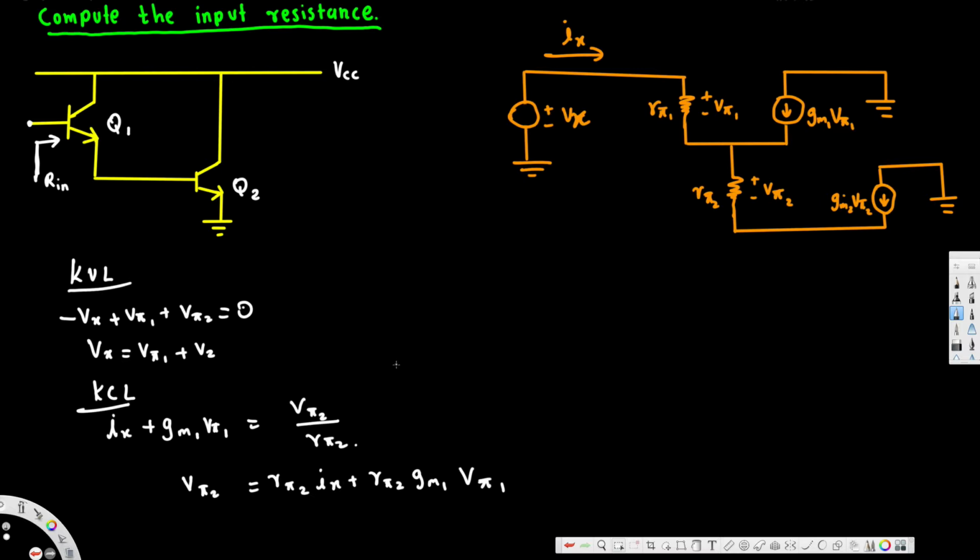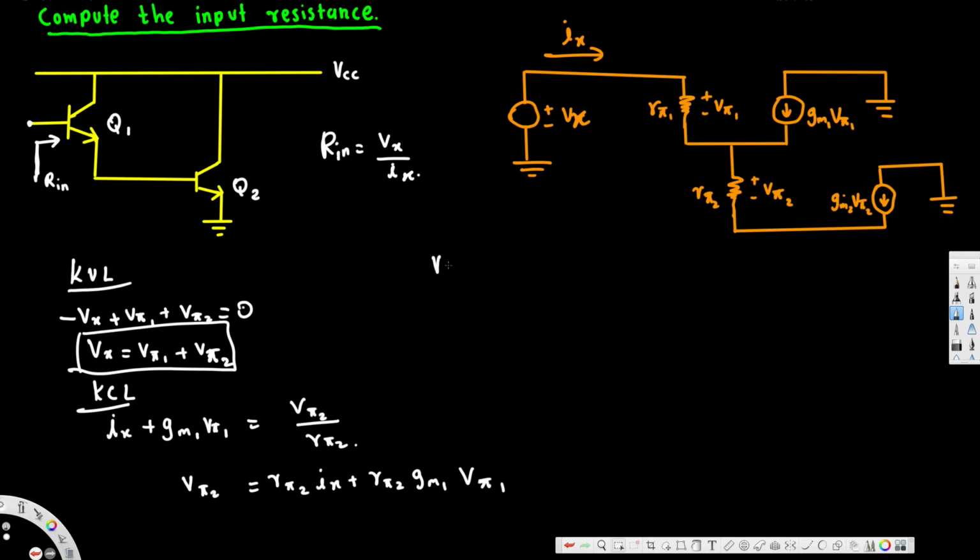Now here our main interest is finding an equation in terms of Vx over Ix, because that is the input resistance. Rin is equal to Vx over Ix. That's what we are trying to find. Now here we have an equation for V52, and for Vx we have an equation right here. So we are going to apply this V52 in this equation.